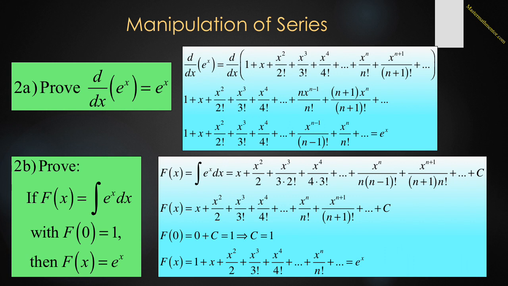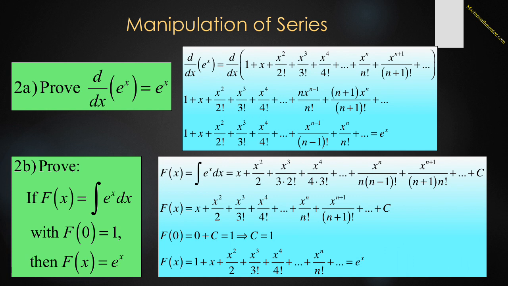So that simplifies to x plus x squared over 2 plus x cubed over 3 factorial, as 3 times 2 factorial is 3 factorial, plus x to the 4th over 4 factorial plus dot dot dot plus x to the n over n factorial plus x to the n plus 1 over n plus 1 factorial plus dot dot dot plus c. When we plug in 0, f of 0 is equal to 0 plus c, which is equal to 1, and therefore c is equal to 1.